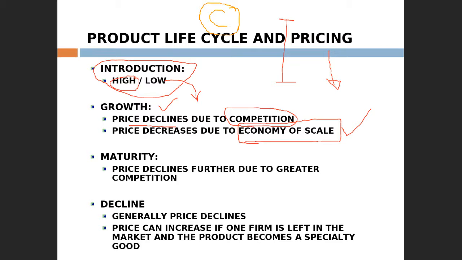Scale means size. When you produce in small quantities, the prices might be higher. When you produce in large quantities, the per unit prices are likely down. Okay, when you produce in large quantities, then per unit prices are likely to go down. Any questions about economy of scale?